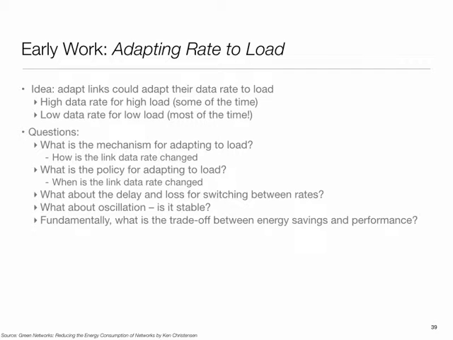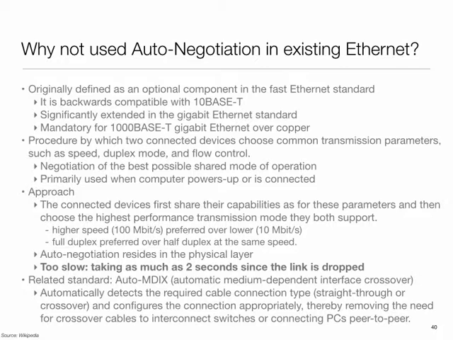And could it be that my network will keep oscillating? Is the complexity justified and all? So an initial idea in this case was that could I somehow make use of the auto negotiation that already exists in the Ethernet?